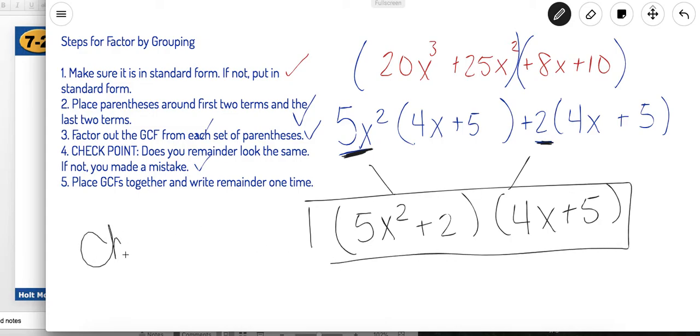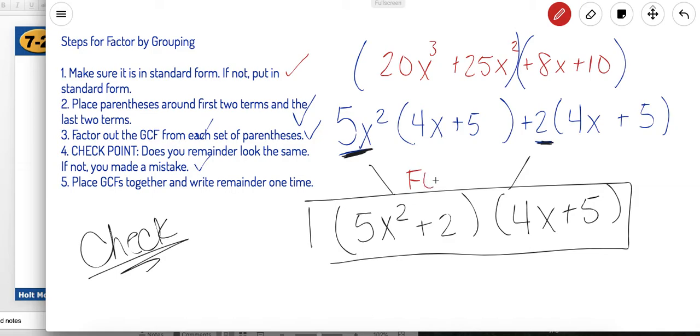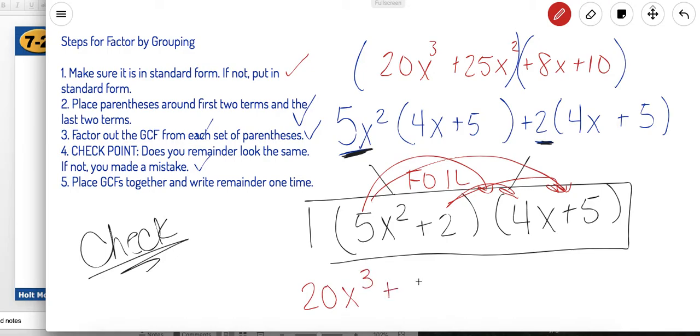Now, if you want to check your answer, because I saw a lot of you guys checked your answers from the last assignment, you're going to FOIL, right? Our friend, FOIL. So we're going to do first, outer, inner, last, and then you'll see when we do this, I'm going to do this quickly, you get the same answer as up here when I FOIL it out. Okay, so we know that this is totally the correct answer because we got the same answer as before when we tried to FOIL it.